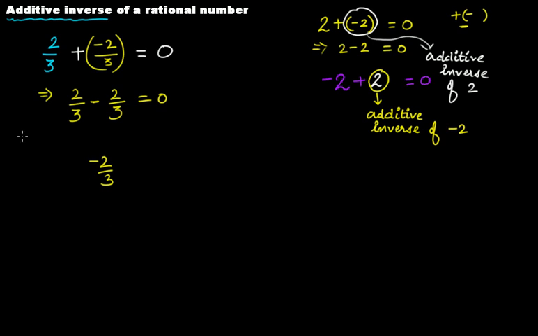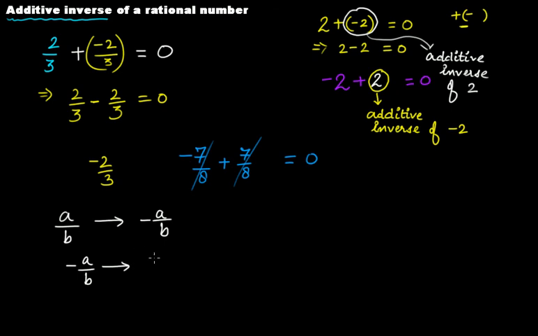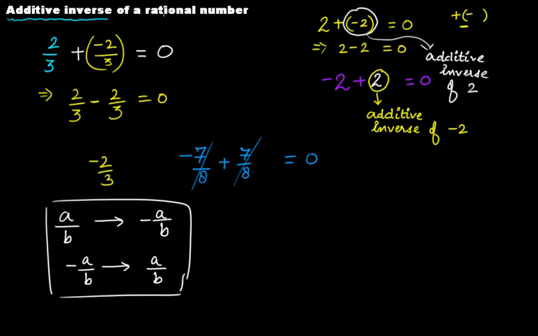What if your number was minus 7 over 8? So what should we add to this number so that it becomes 0? Clearly this is minus 7 over 8. If we add, same thing what we have done here, if we add 7 over 8, then this actually comes as 0. So if your rational number is a over b, then the additive inverse will be minus a over b. And if your rational number is minus a over b, then your additive inverse will be a over b. This is the concept of additive inverse of a rational number.